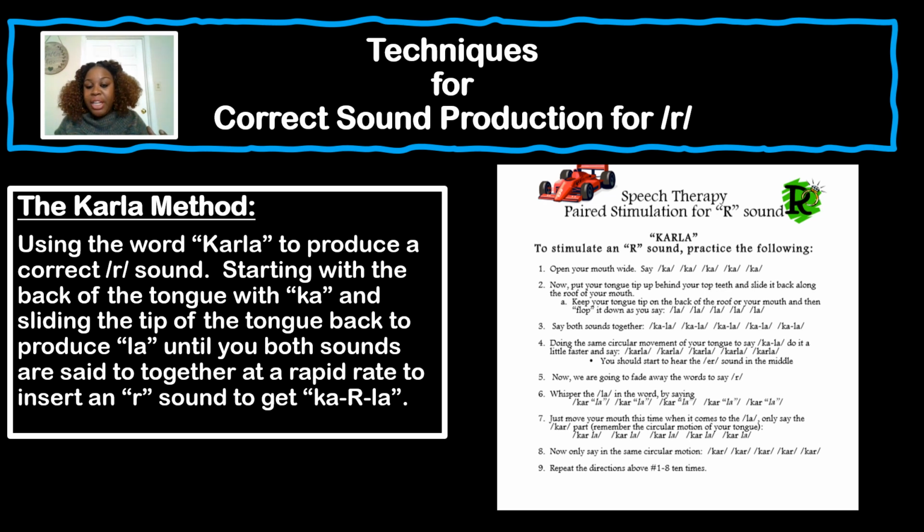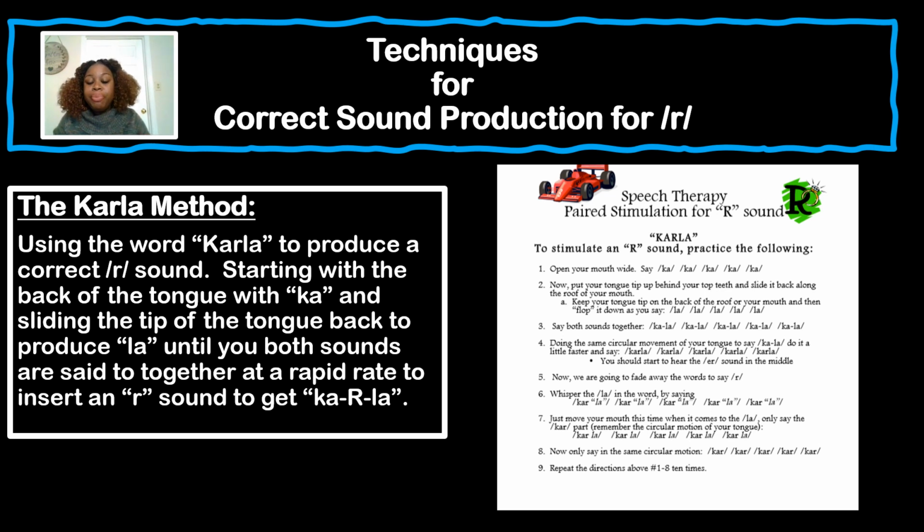You open your mouth and get the child to say k, k, k. Then you put your tongue tip behind your teeth and slide it back along the roof of your mouth, so the child says la, la, la. They go from k, k, k to la, la, la. When I pause after the k, I'm literally taking the tip of my tongue and sliding it back into L.